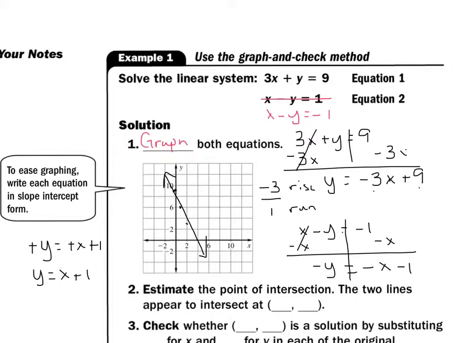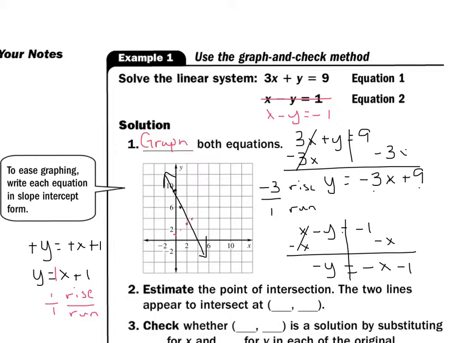And let's graph that. That one's going to have a y-intercept of 1, so we're going to put the dot about right there. And a slope, that's a 1 in front of that x, so it's a 1 over 1, rise over run. So we're going to go up 1 over 1, up 1 over 1, up 1 over 1.